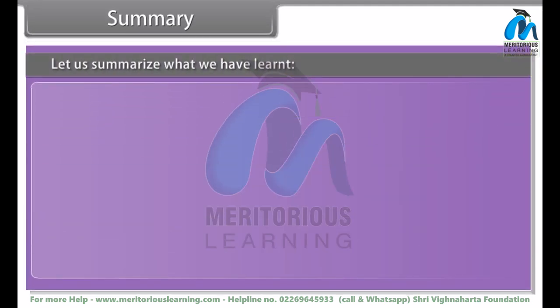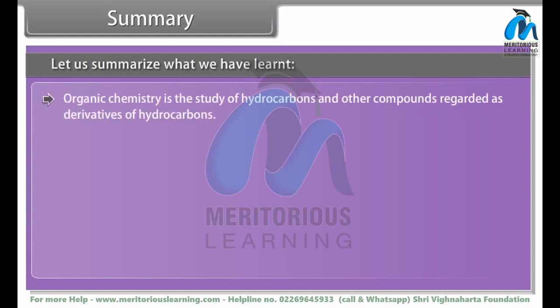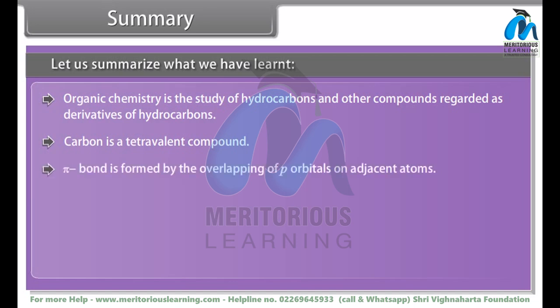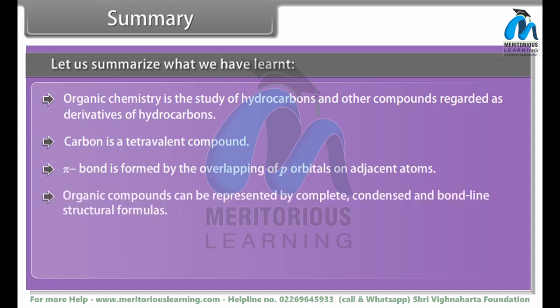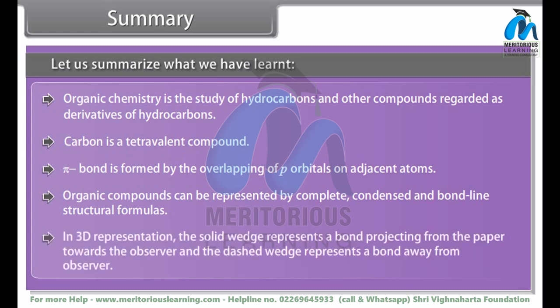Summary. Let us summarize what we have learnt. Organic chemistry is the study of hydrocarbons and other compounds regarded as derivatives of hydrocarbons. Carbon is a tetravalent element. Pi bond is formed by the overlapping of p orbitals on adjacent atoms. Organic compounds can be represented by complete, condensed, and bond-line structural formulas. In 3D representation, the solid wedge represents a bond projecting from the paper towards the observer, and the dashed wedge represents a bond away from the observer.